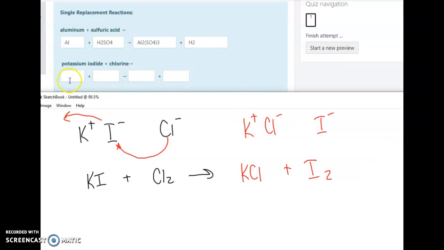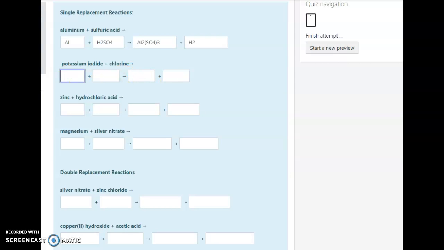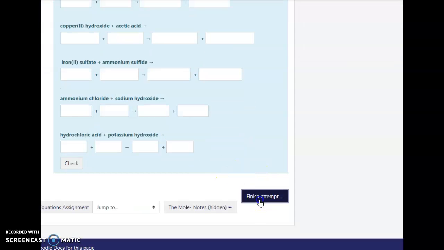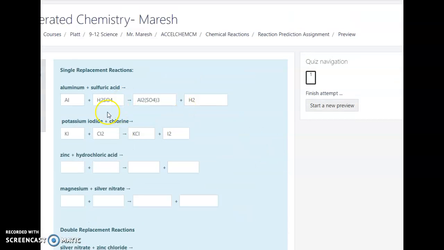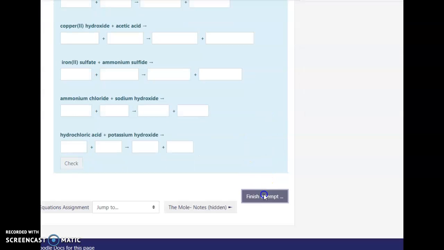When we enter this, KI, Cl2, KCl, and I2. And that should do it. Let's check our attempt and just one more time so you can see. Finish attempt.